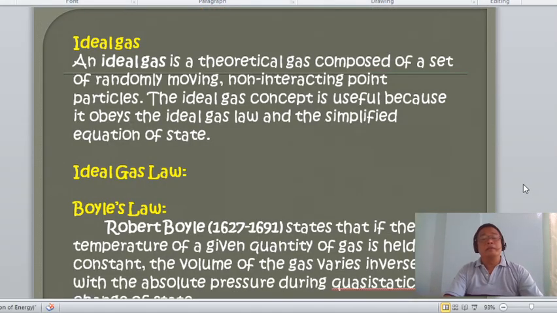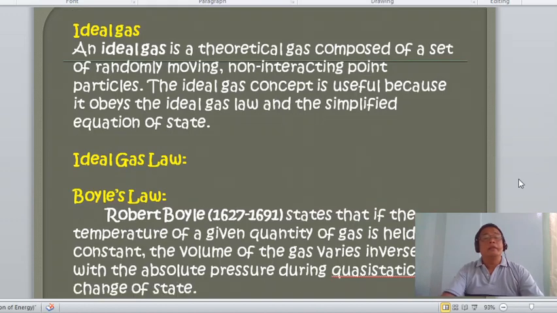Okay? So what is an ideal gas, class? An ideal gas is a theoretical gas composed of a set of randomly moving, non-interacting point particles. Okay? So the ideal gas concept is useful because it obeys the ideal gas law and the simplified equation of state. Okay, so we have here several laws concerning ideal gas. So we have Boyle's Law.